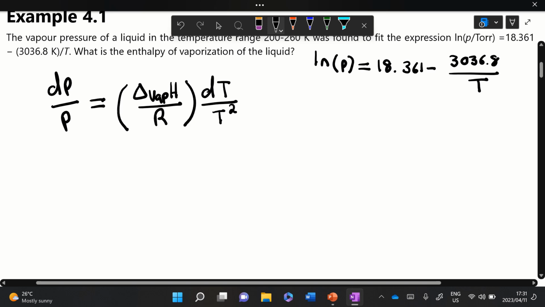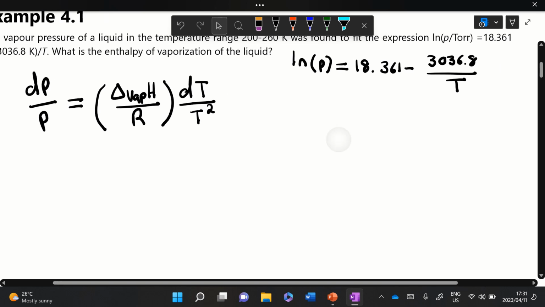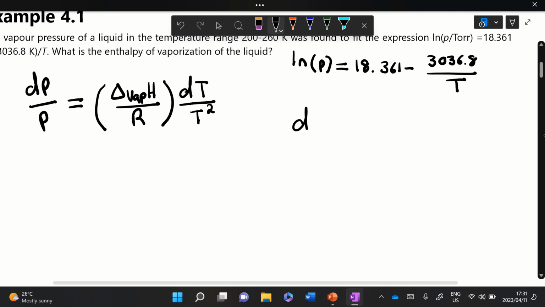What caught my attention was this dP over P. Now dP over P is actually the same as d ln of P. So you can immediately see why I'm interested in that, because then we can just use the differential of the equation as it's given, and do some rewriting of the equation.